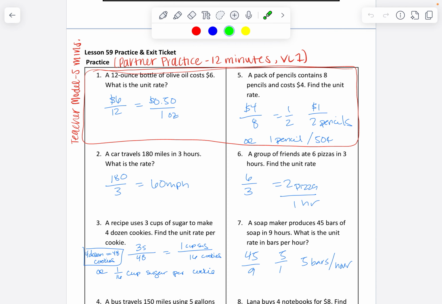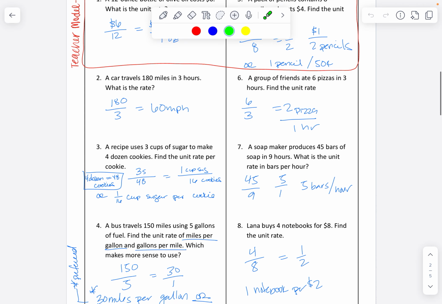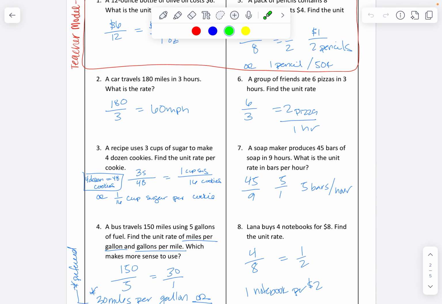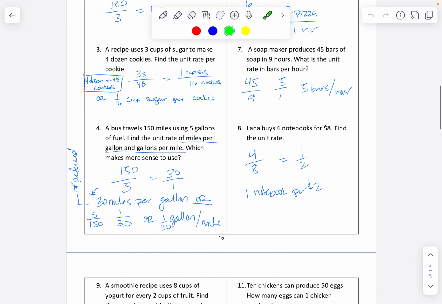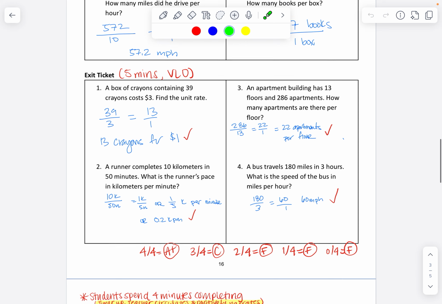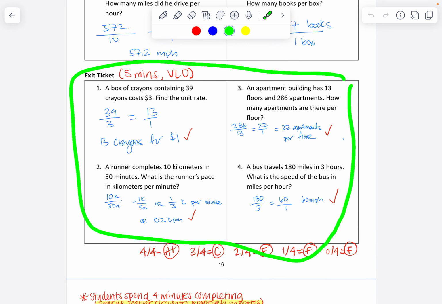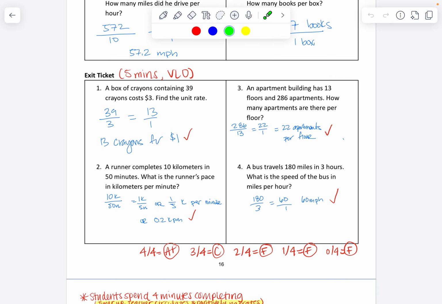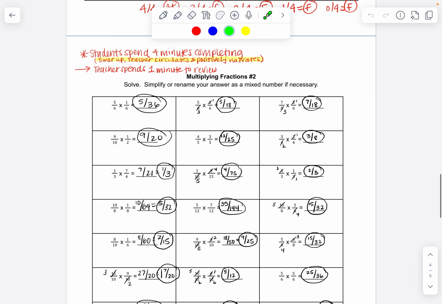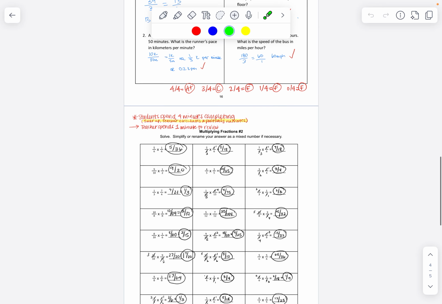You can actually do a teacher model, but only for these 2 questions. See how students do for the partner practice. If you need to do another model, feel free to launch into another model. And then students will work on questions 1 through 4 on their exit ticket for a total of 4 points. As always, fluency is at the bottom.